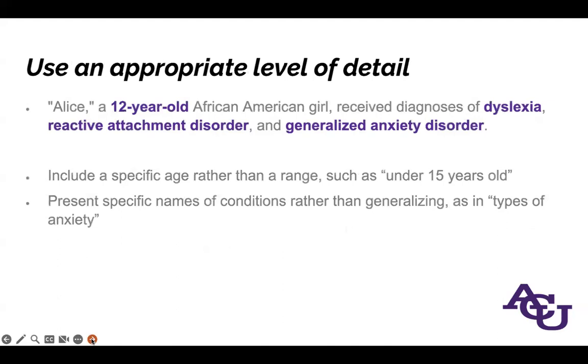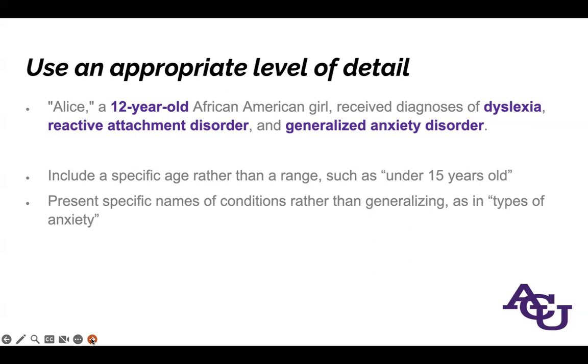Okay, there are several tips to keep in mind when referring to real and imagined persons to follow APA style. For instance, you will need to use an appropriate level of detail. Let's look at how this tip applies to Alice, one of the real persons from the examples that we covered. So Alice, a 12-year-old African-American girl, received diagnoses of dyslexia, reactive attachment disorder, and generalized anxiety disorder.